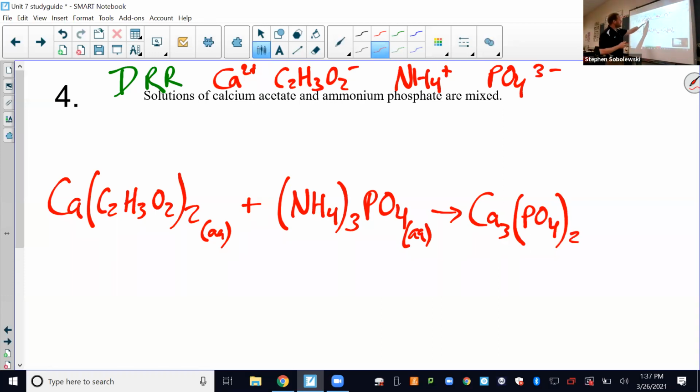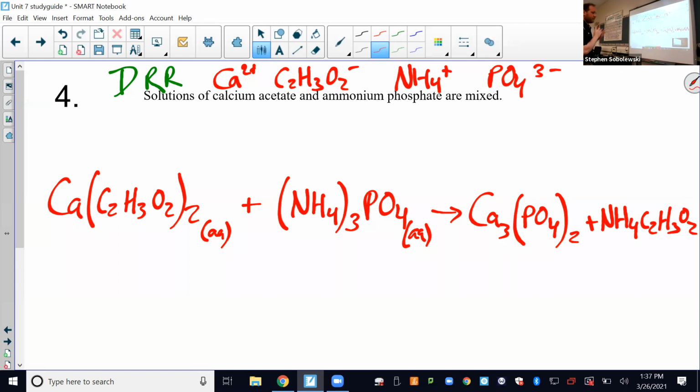My other product is acetate bonding with ammonium. Positive always comes first, so it's going to be ammonium, then acetate. Notice the -1 + 1, 1-to-1 ratio. We simply write it as, and it's going to be tough to squeeze in here, NH4 C2H3O2. Okay.